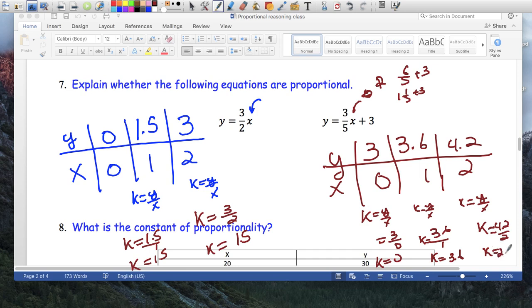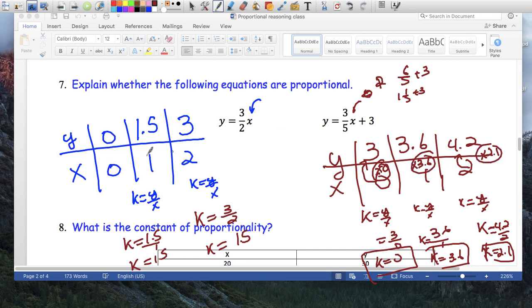So another way of looking at it is how does the 0 become 3? It's not times anything. How does the 1 become 3.6? It's times 3.6. How does the 2 become 4.2? It's times 2.1. So you notice that this constant here is all different, whereas here it's all the same except for the 0, of course. Okay. Moving on.